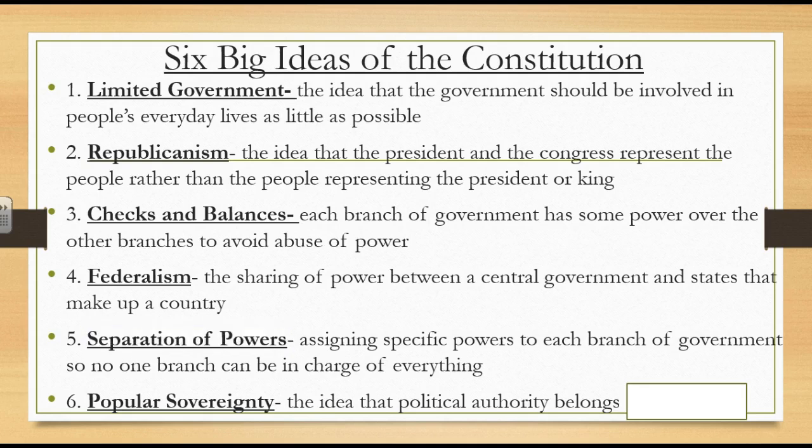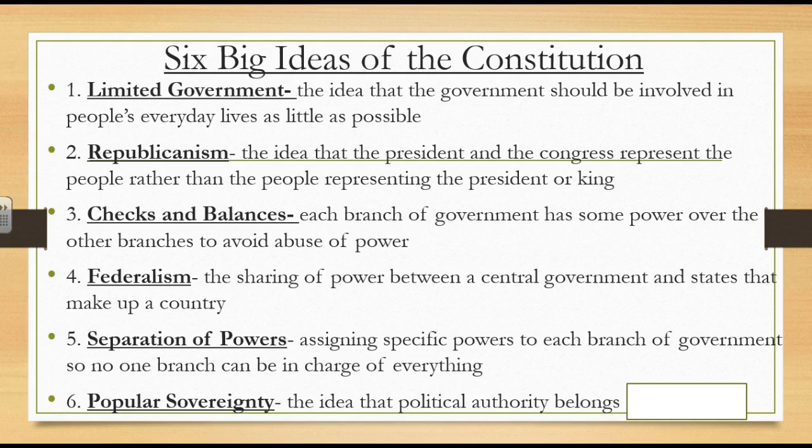Number 5 big idea is the idea of separation of powers. And separation of powers can go along with checks and balances. So you may want to kind of think about number 3 and 5 as kind of going together. Separation of powers means that you assign specific powers to each branch of government so that no one branch of government can be in charge of everything. That's why the executive branch executes the laws or enforces the laws, the legislative branch makes the laws, and the judicial branch interprets the laws. And so each branch has specific powers so that not one branch can become more powerful than the others.